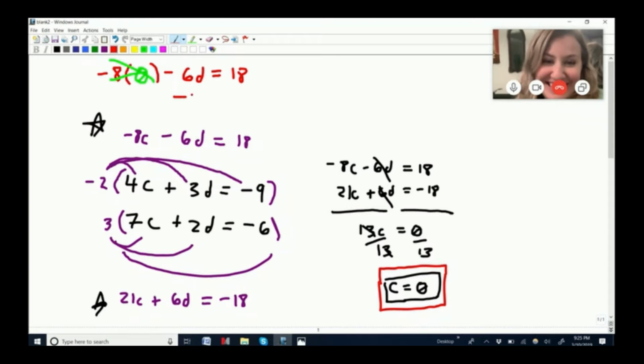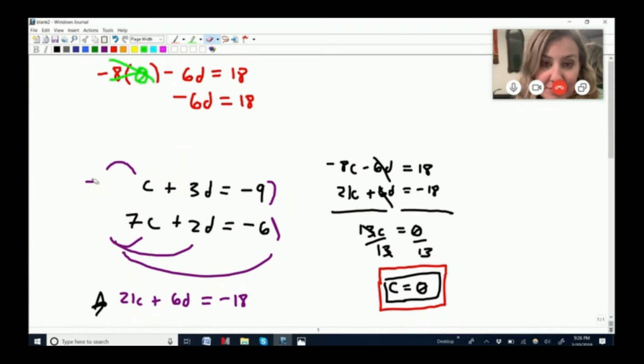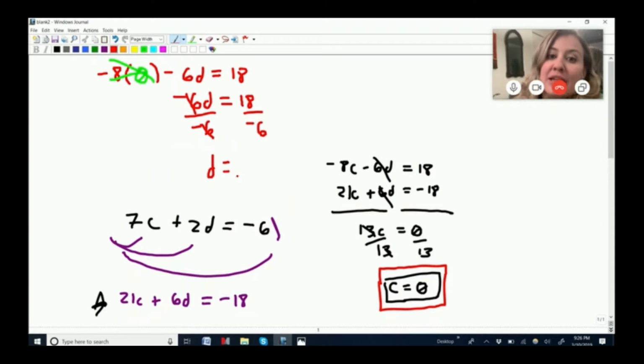So we have negative 6d equals 18. All right, divide both sides by what? Negative 6. Totally. And I'm just going to erase this. You tell me, what's 18 divided by negative 6? Negative 3. Yes. Good catch. Because a positive divided by a negative is a negative. So we have d equals negative 3.